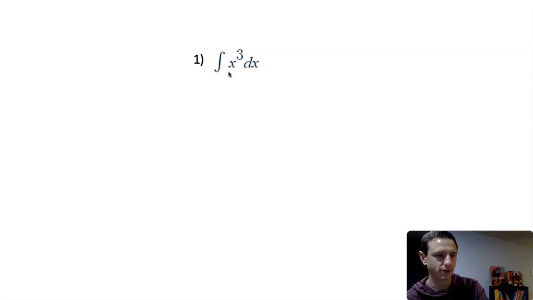So here we want to integrate the function x to the third dx. So we don't have a constant to worry about or anything. So all we have to do then is just use the power rule. And the power rule is adding 1 to the exponent and dividing by 3 plus 1.